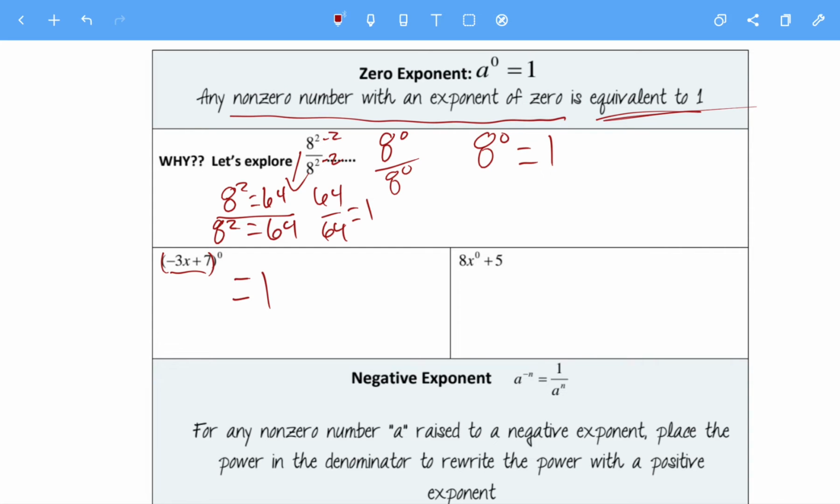We have 8x to the 0 plus 5. Now, you're probably thinking this is going to be 1 plus 5, which is 6. That is not the case. The 0 is only on the x. We don't have any parentheses grouping the 8 and x together. So only that x becomes 1. So we get 8 times 1 plus 5, which is 8. Add that to 5, we get 13. And we are done.